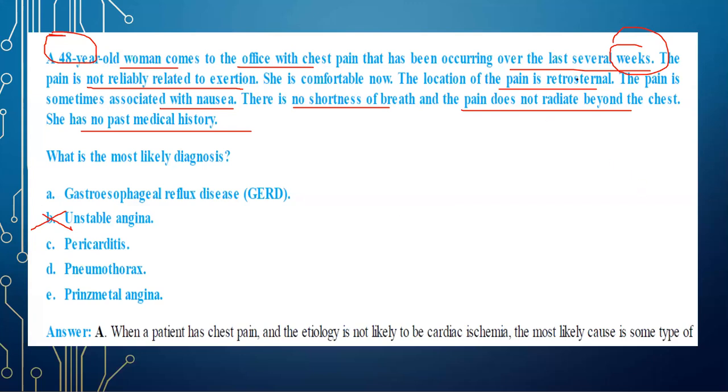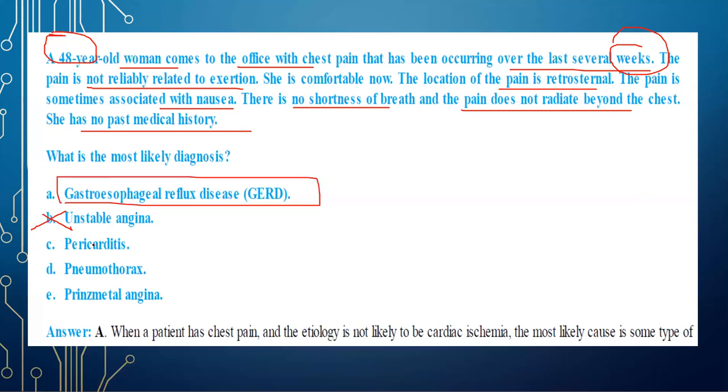And also you can see it's retrosternal. Retrosternal means central. So central chest pain in a woman, not related to exertion, occurring over several weeks, doesn't radiate, and no shortness of breath. So very unlikely to be anything which is serious. So most likely it's gastroesophageal reflux disease.